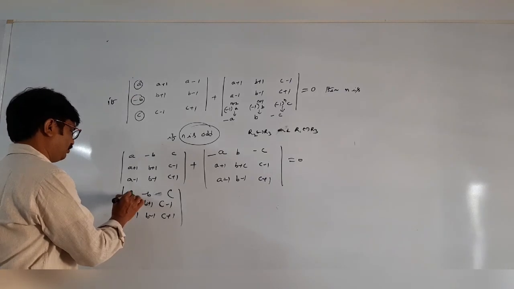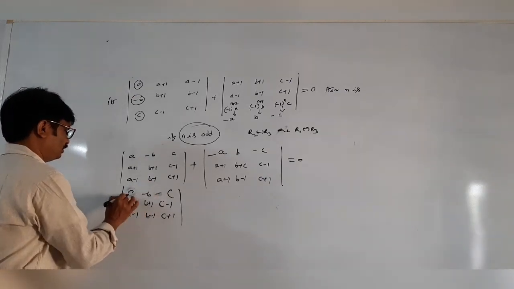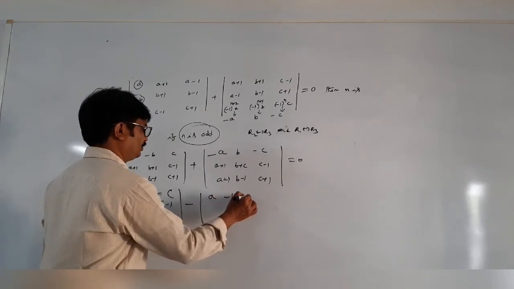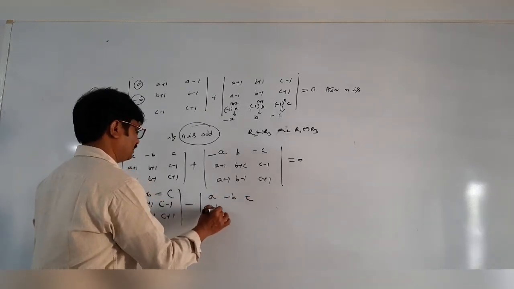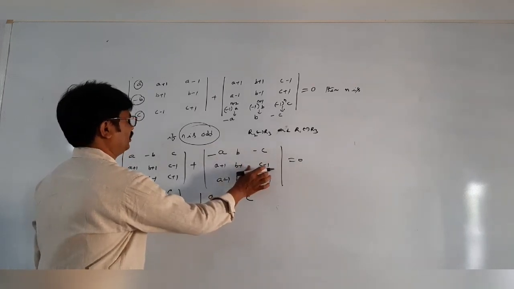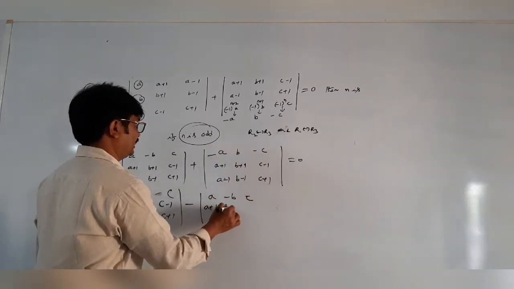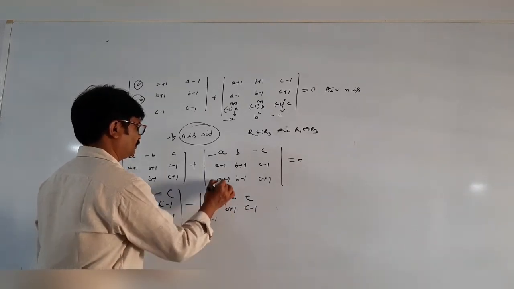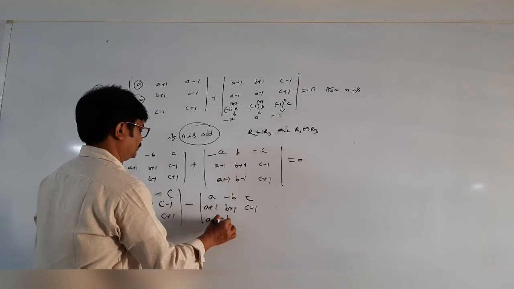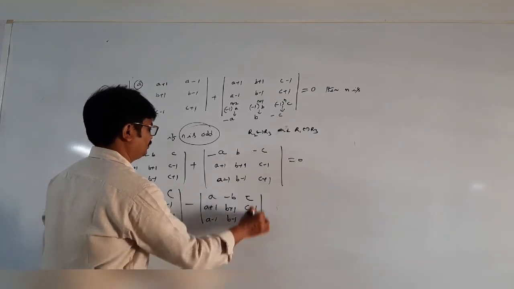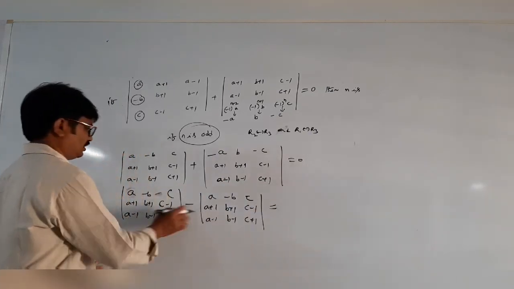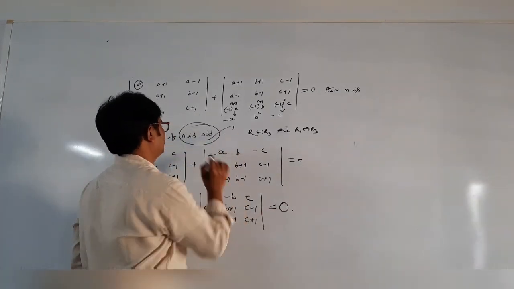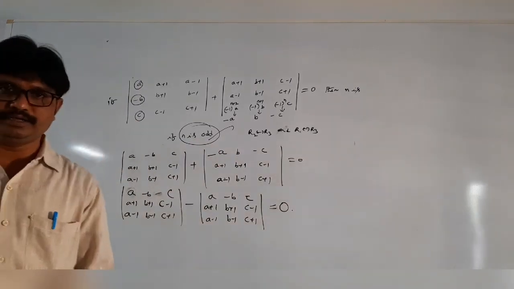When we take the common factor in the first row, it is minus, that is a, minus b, plus c. Then a plus 1, b plus 1, c minus 1, and a minus 1, b minus 1, c plus 1. Undoubtedly these are the same, so this is 0. So dear students, the right option is that n is an odd integer.